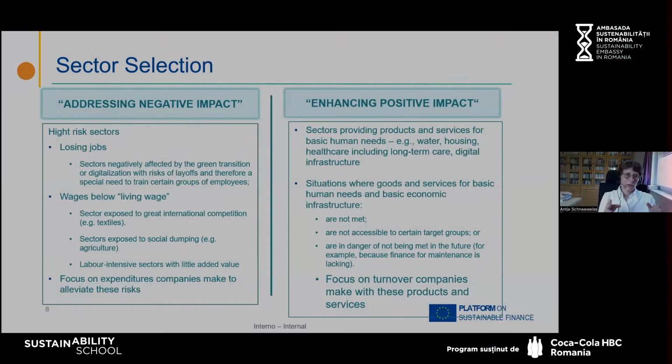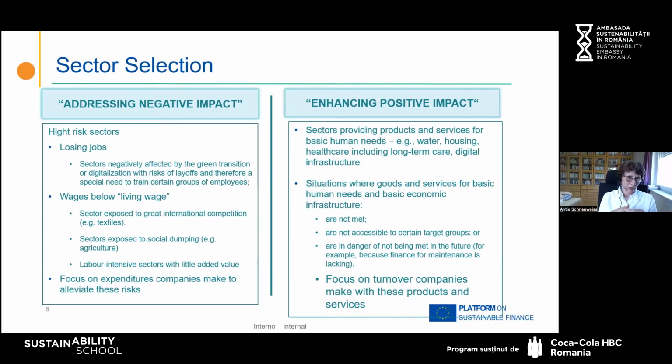negative impact. We have high-risk sectors where jobs might be shed, for example, because of the green transition, but also because of digitalization. And a substantial contribution in these sectors would be to actually train workers and certain groups of employees so that they do not lose their jobs. We couldn't say that any kind of hospital, for example, or any kind of residential building would be a substantial contribution. You would actually explain and work out how this activity would meet the needs of people in need.